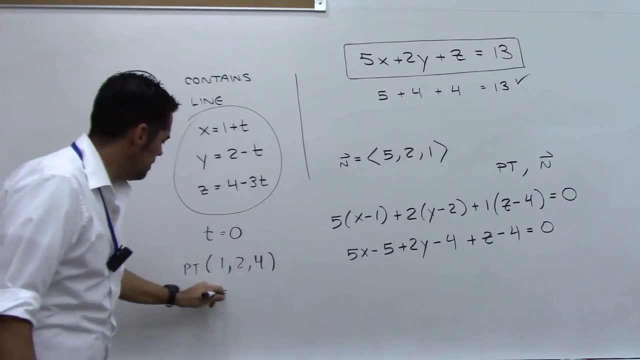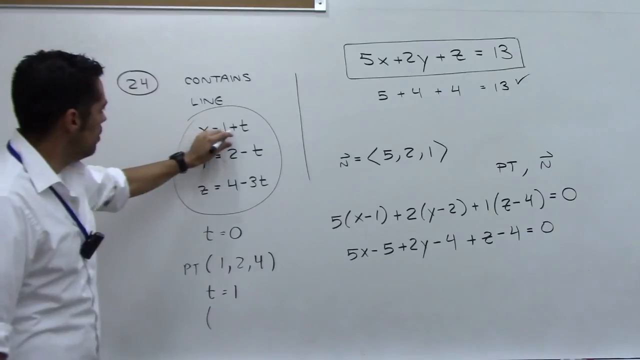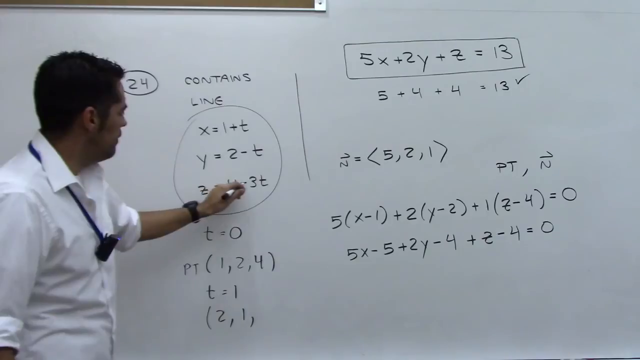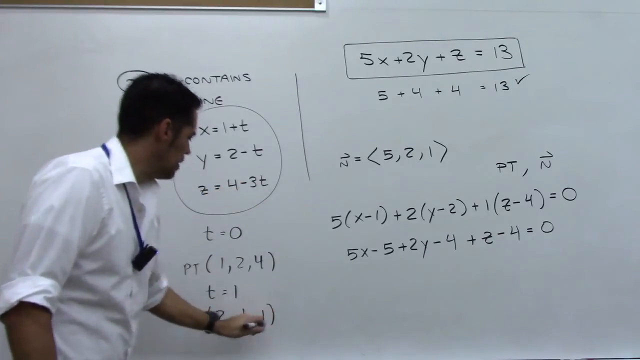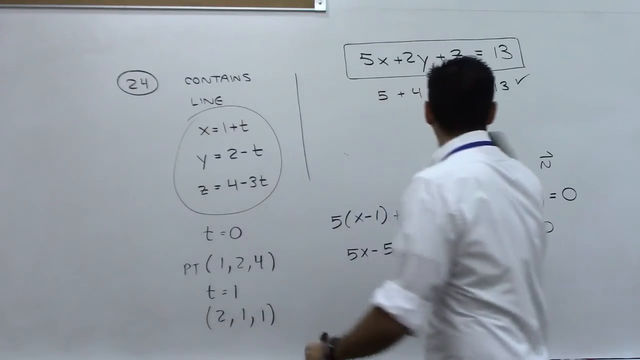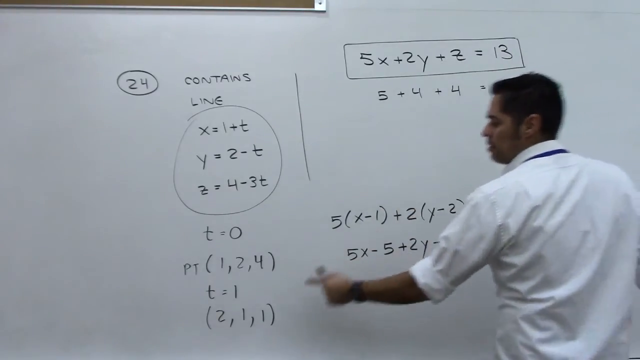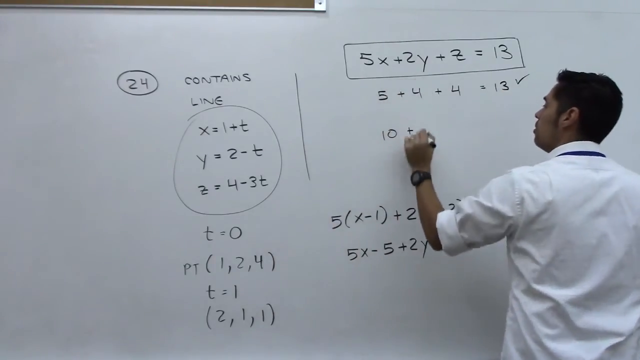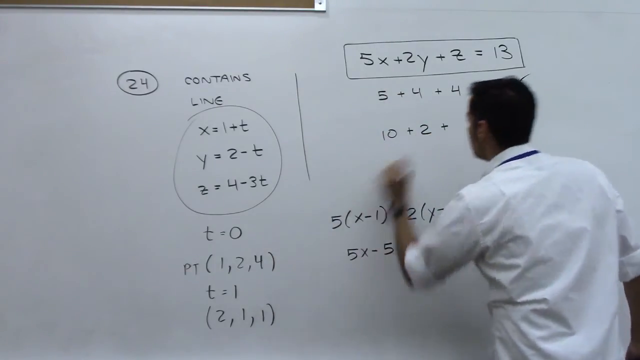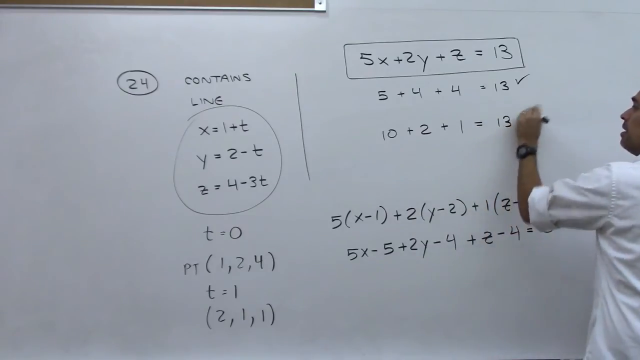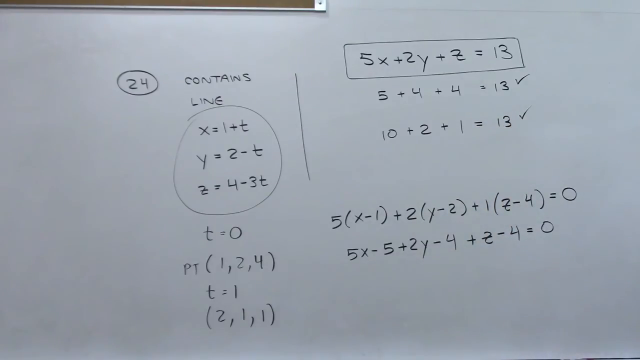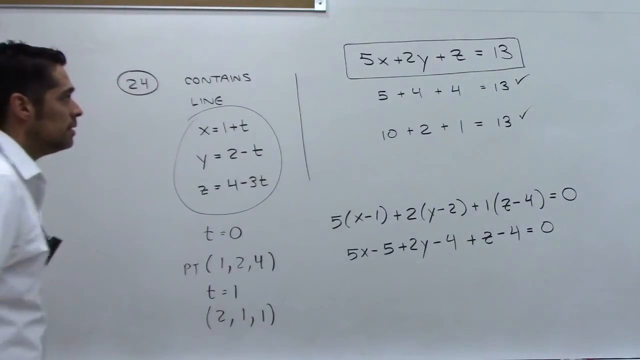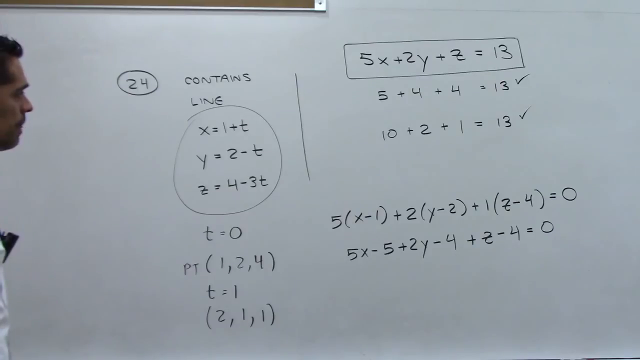Let's see. If I let t be 1, where are we going to be? 1 plus 1 is 2, 2 minus 1 is 1, and then 4, ooh, if we plug in 1 here, we just get 1. So what would happen if we plug that point into this? 5 times 2 is 10, plus 1 times 2 is 2, plus z is 1. Oh wow, it's 13? Interesting. Every single point on this line lives on that plane. That's very cool.